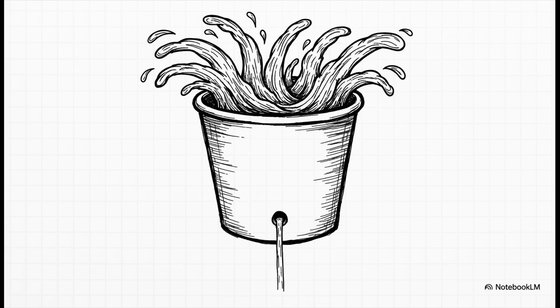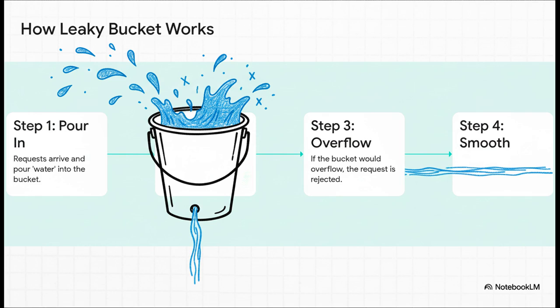A bucket of water, and it's got a tiny little hole in the bottom, so water is dripping out at a perfectly constant rate. The incoming requests, they're like water being poured into the top of this bucket. Sometimes it's a trickle, other times someone's dumping a whole gallon in at once. But here's the thing, it doesn't matter how chaotically water gets poured in, it only ever leaks out at that fixed, constant rate.